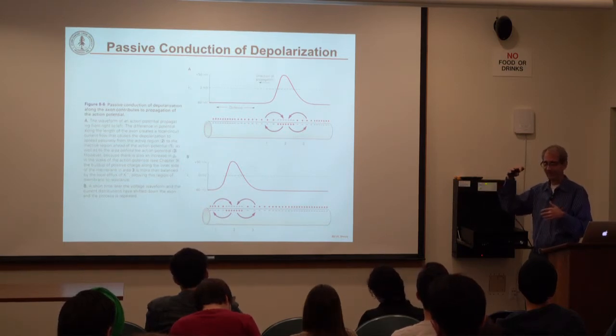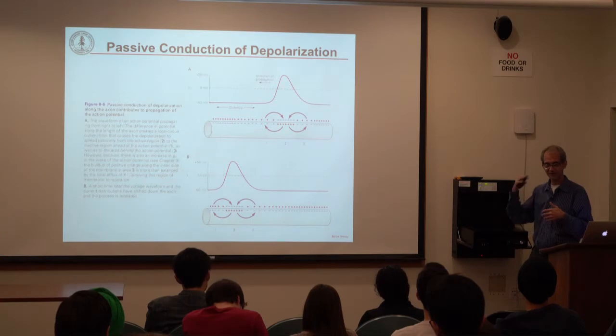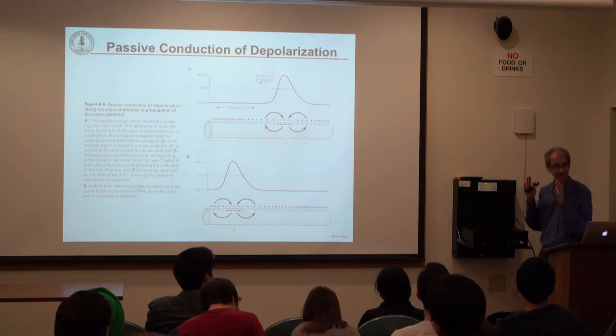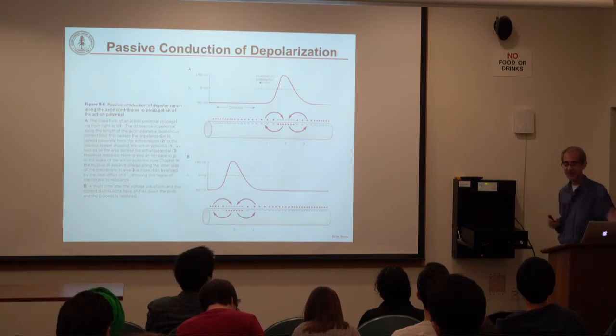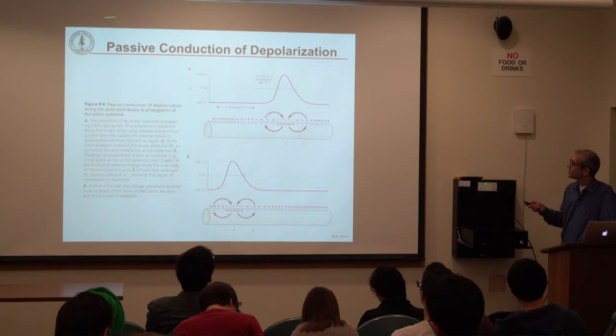It's like a 12-step program. There's actually like 12 key steps to action potential generation and propagation. And that's written out in handout 6 and the associated chapter. But let's look at passive conduction of depolarization.